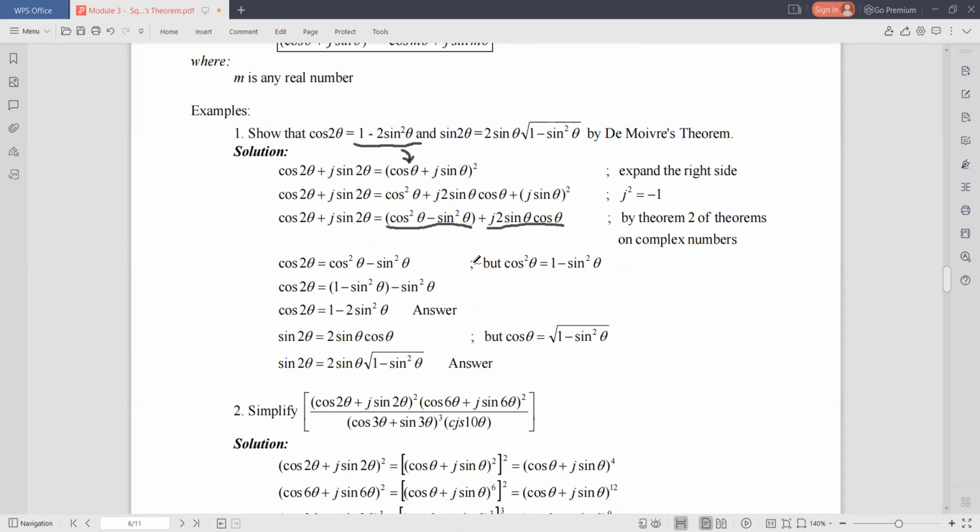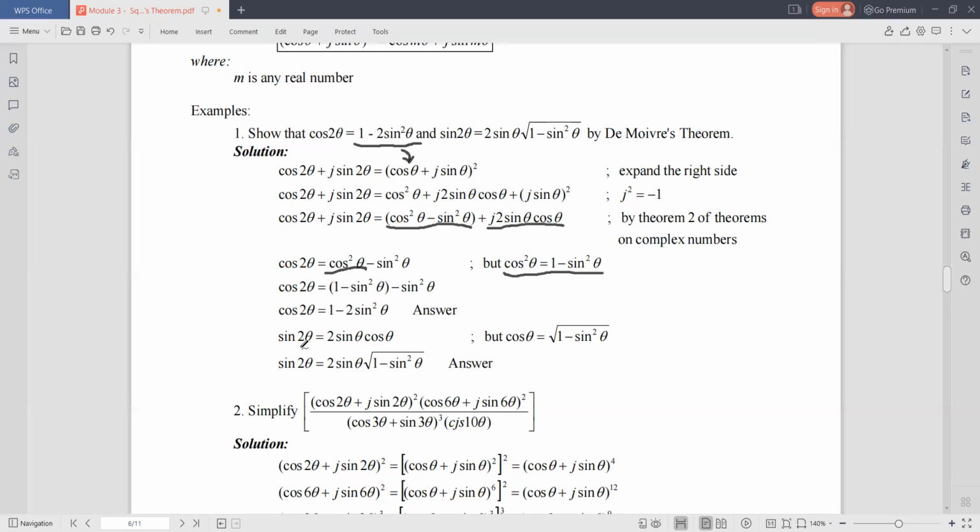But we have here the double angle formula, from the trigonometric identities. Now substitute here. That is 1 minus sine squared theta minus sine squared theta. So cosine 2 theta is now equal to 1 minus 2 sine squared theta. We just added the two sine squared terms, so that is 2 sine squared theta.